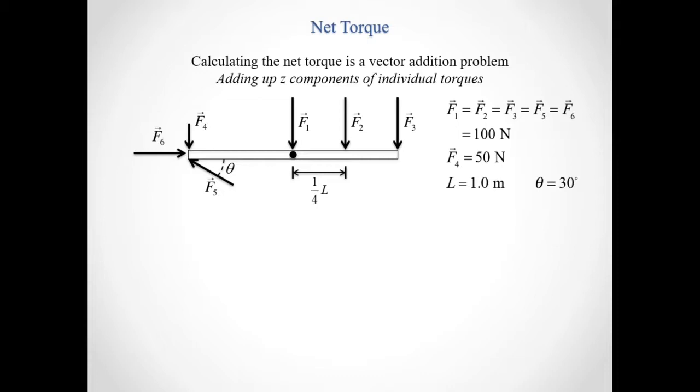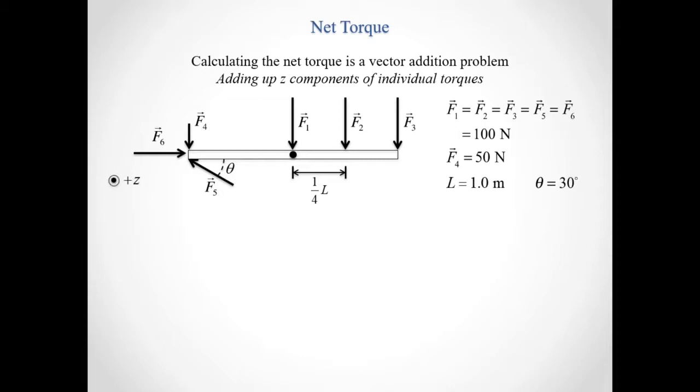We'll let the rod have a length of 1 meter. We'll let the angle that force 5 makes with the rod be 30 degrees. And so we've set it up so that force 1 acts at the pivot, force 2 acts halfway from the pivot to the end of the rod, and then forces 3, 4, 5, and 6 all act at endpoints of the rod.